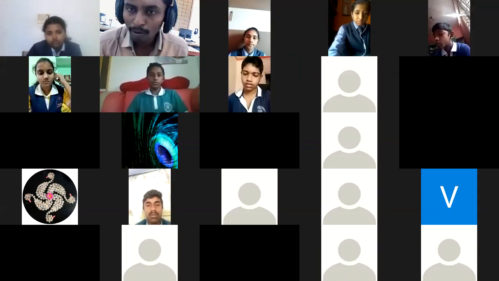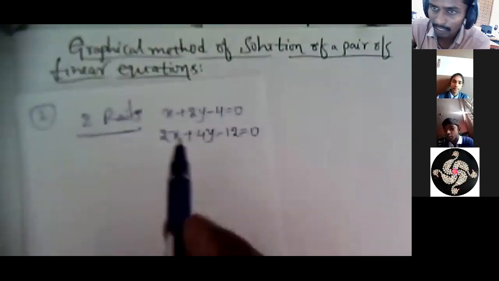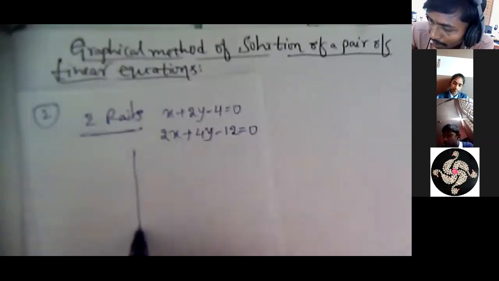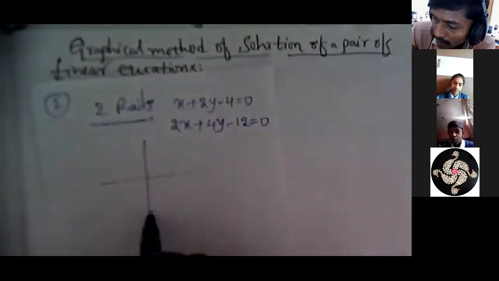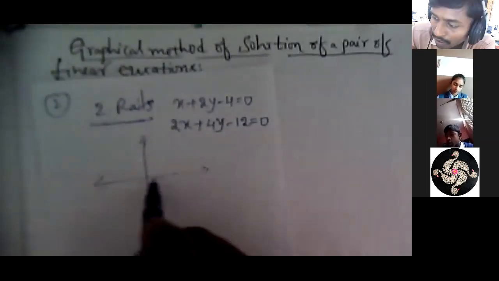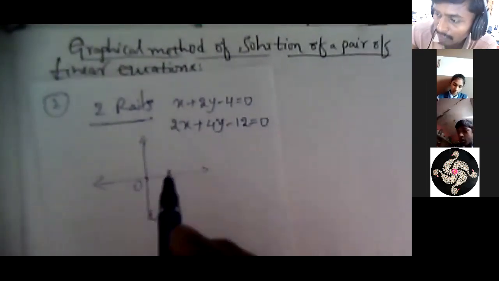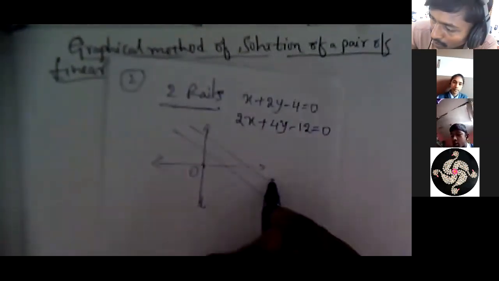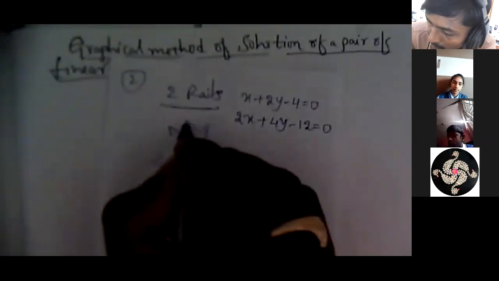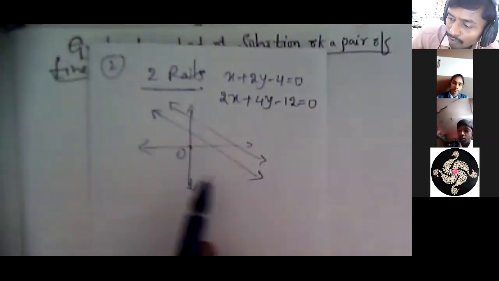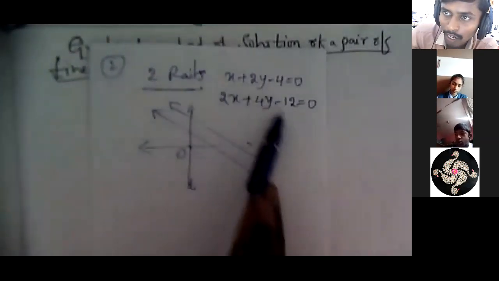In this problem, two rails are represented by these two equations, and also we plotted the graph. Therefore, what type of lines did we get? Parallel lines. Is it right? Parallel lines, like this. These two are the lines. This type of graph we got for these two lines.